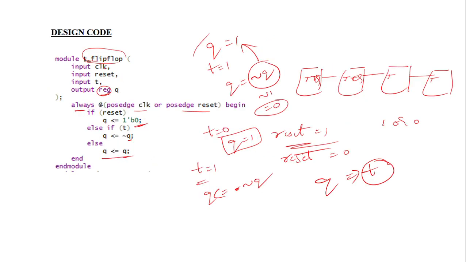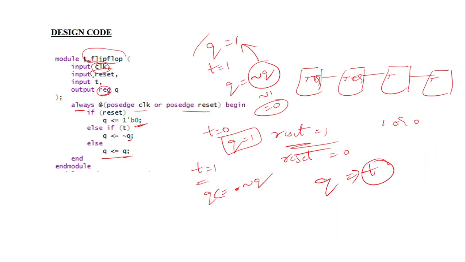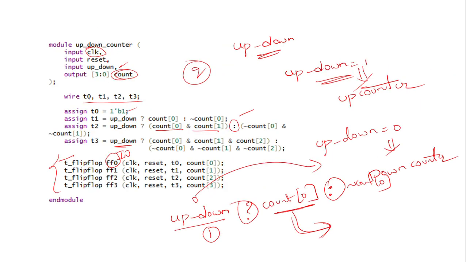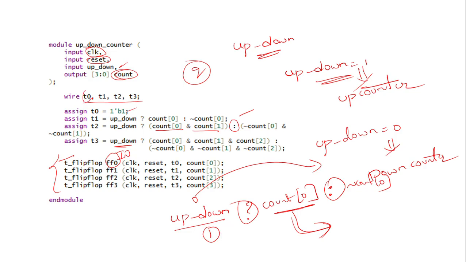So how are we going to connect? This clock is going to be connected to this clock. This reset is going to be connected to this particular reset. These T values are going to be connected to T0, T1, T2, T3. So this is what we are going to connect for every flip-flop. We are going to connect these four things, and this q value is going to be connected to this count value.